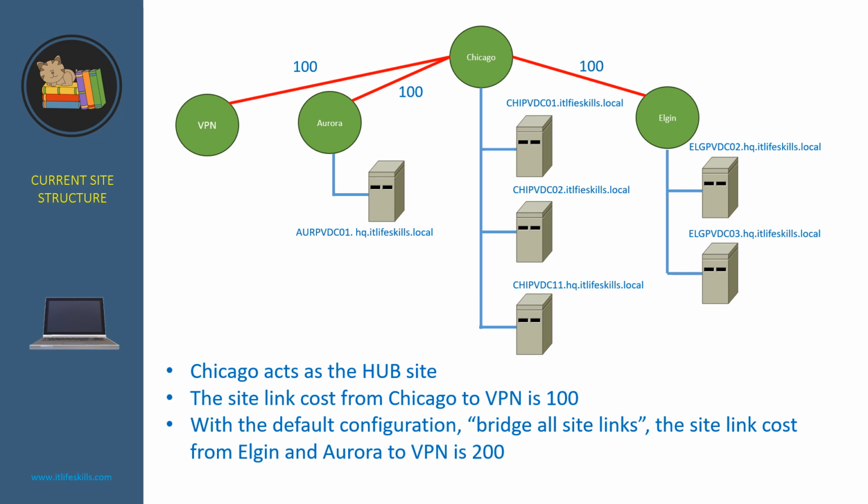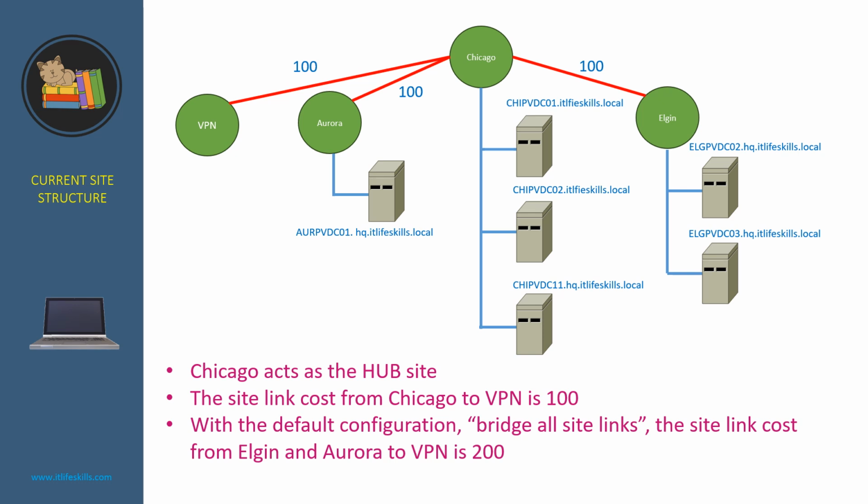After adding the new site named VPN, here is the current site structure of our AD forest. As you can see, Chicago acts as the hub site. The site link cost from Chicago to VPN is 100. With the default configuration, bridging all site links, the site cost from Elgin to VPN is 200, and the site cost from Aurora to VPN is also 200.